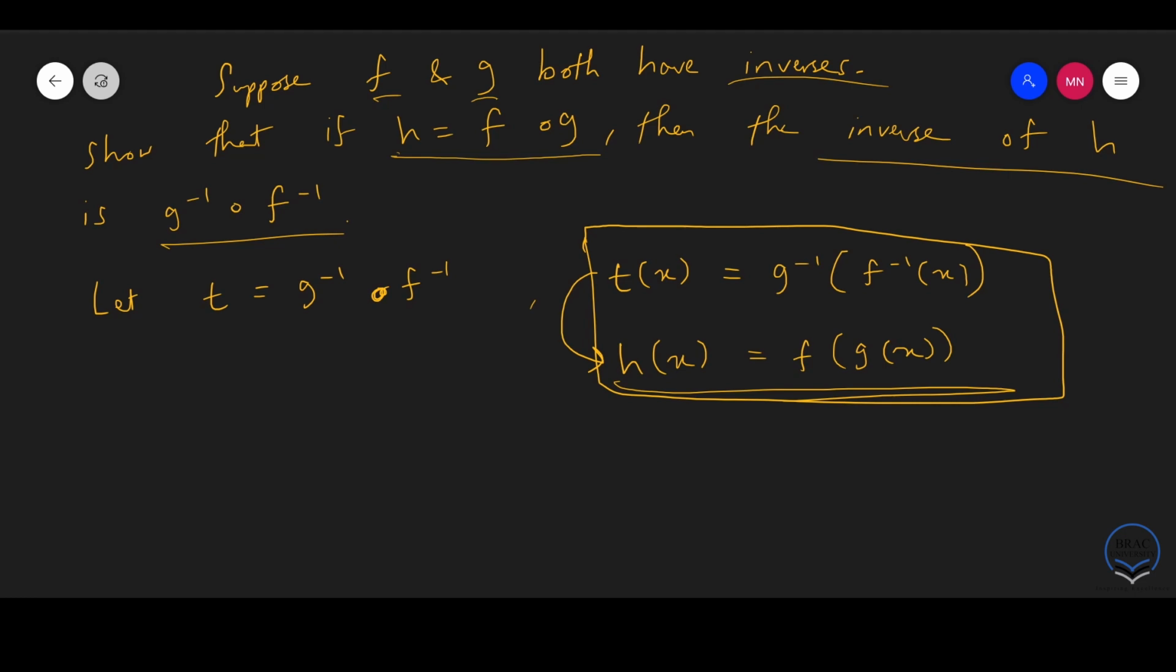And if these two functions are inverses of each other, then we should know that h of t of x should be equal to x for all values of x that is in the domain of t, and similarly t of h of x should also be equal to x for all values of x that is in the domain of h, right? So now we can try and find h of t of x, right?